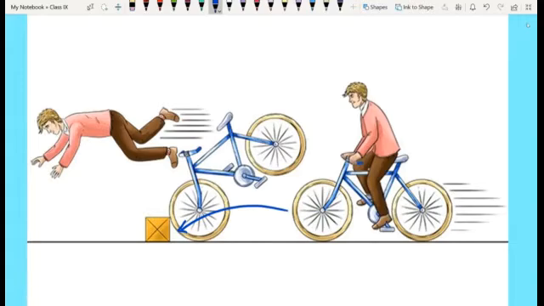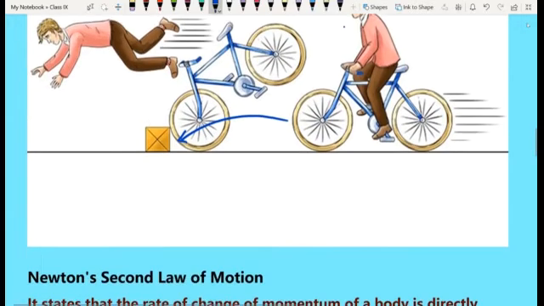He is still moving. So according to Newton's first law of motion, when any object is in motion, it tends to be in motion. So that actually means the person is still moving. Okay, so he will fall down in the forward direction, and the bicycle will be stopped. Okay, so this is Newton's first law of motion.